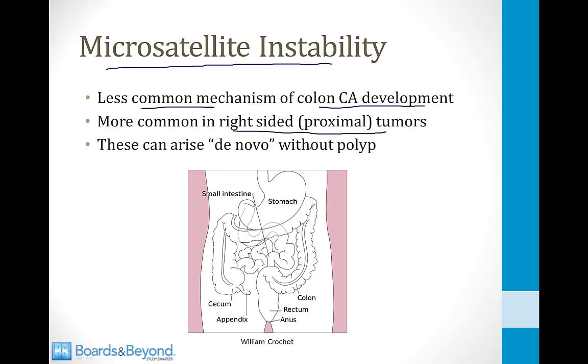If we look at this picture at the bottom of the screen here, this is the right side of the colon. It includes the ascending colon on the right side of the body. And the microsatellite instability pathway can lead to colon cancers on this portion of the colon. And these can arise de novo without a polyp, so there's not necessarily a sequence that moves through an adenoma and then to colon cancer. Sometimes the colon cancer cells begin to develop spontaneously via the microsatellite instability pathway.